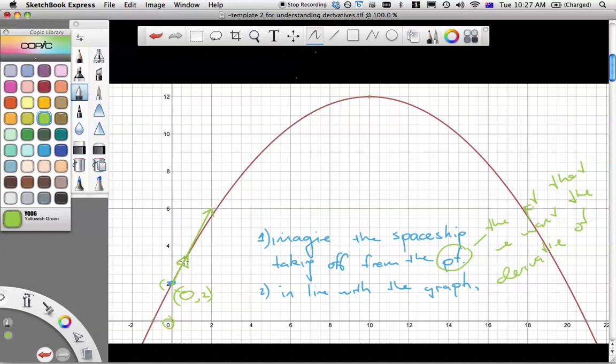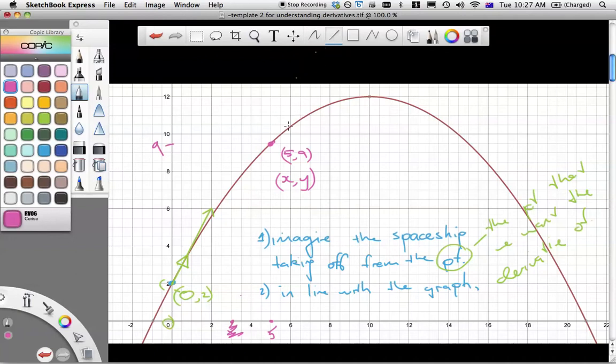Let's consider another point. Let's consider if a spaceship was taking off from, say, 5, and it always takes off from a point on the graph. 5's here. Trace up, and we get 9. So if we want the derivative at 5, 9, and just an aside here, this always goes x, y, and it's easy to remember the order of these coordinates because x, y, z, x comes before y in the alphabet, x comes before y in the coordinates.